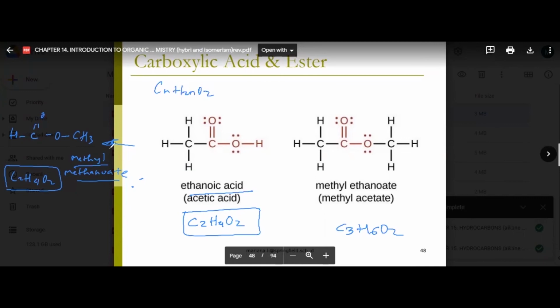CnH2nO2 is the general formula for carboxylic acid and ester. So what's the isomer for methyl ethanoate? 3 C's, so it would be like this, right? Propanoic acid. So there are 3 functional group isomerisms: alcohol and ether, aldehyde and ketone, and the third is carboxylic acid and ester.